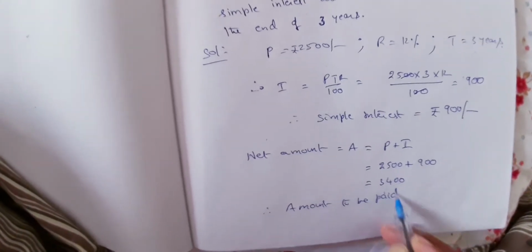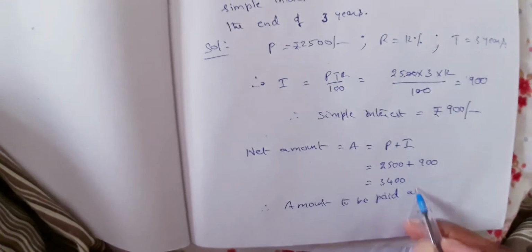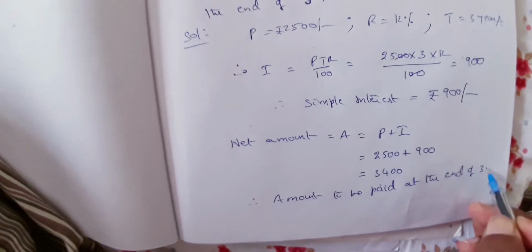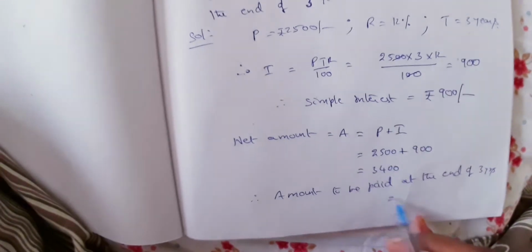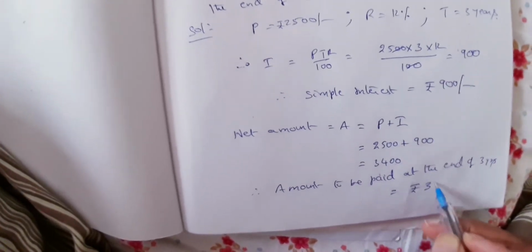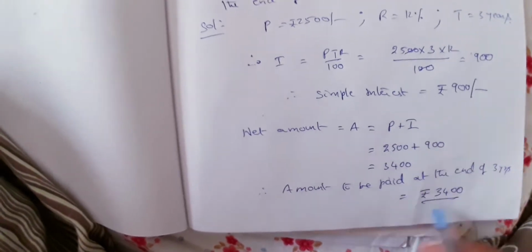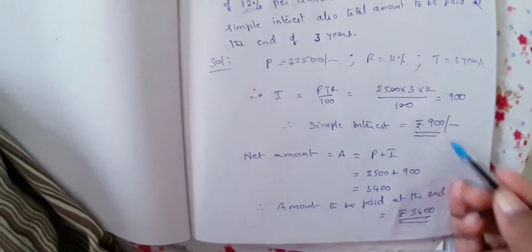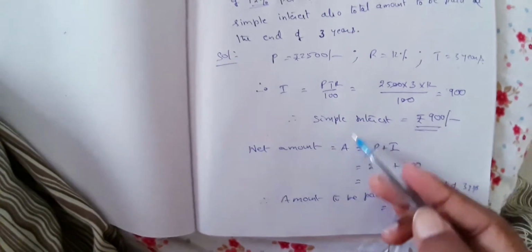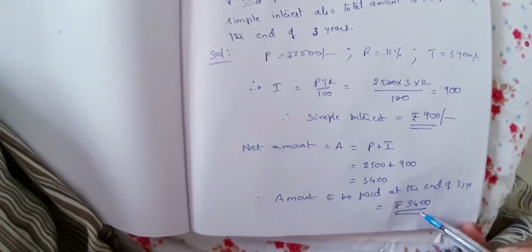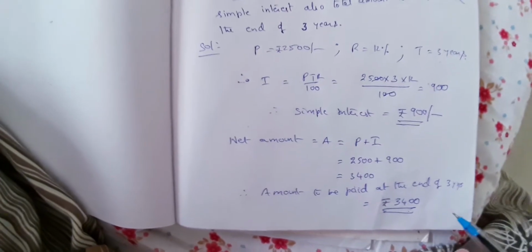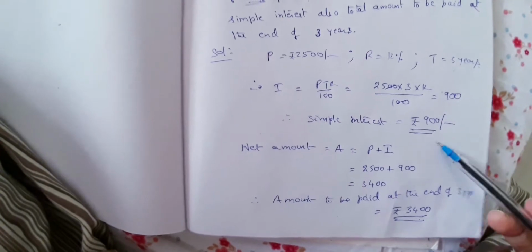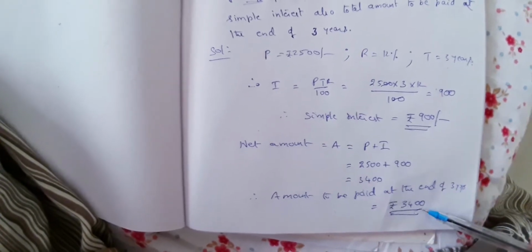So therefore amount to be paid is equal to, when are you going to pay this amount? Amount to be paid at the end of 3 years. 3 years is equal to rupees 3400. So there are two parts in the problem. So you need to write both the answers and both the conclusions and double underline so that it will be very clear for the person who is evaluating your solution to understand that you did both the parts separately.